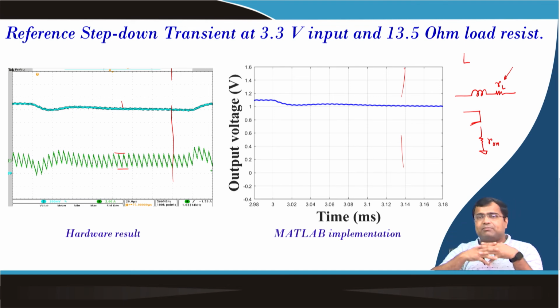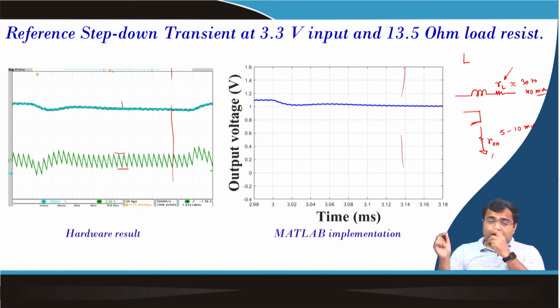That means, we can do parameter estimation and all, but I am not going to present this parameter estimation method. Here it is more like an iterative way to validate how much is the RL and R on, because R on we are getting around 5 to 10 I think milliohm, but this we are getting close to 30 to almost 40 milliohm for the RL, the DC resistance of the inductor.